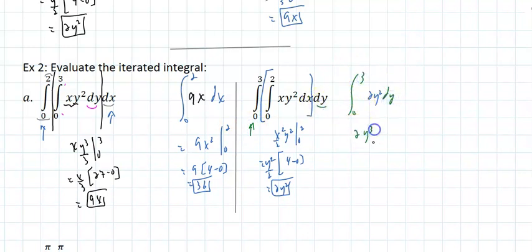That is 2y cubed over 3 evaluated from 0 to 3. That's 2/3. Throw the 3 in, 27 minus 0. 3 divides 27 9 times, and you get 18.